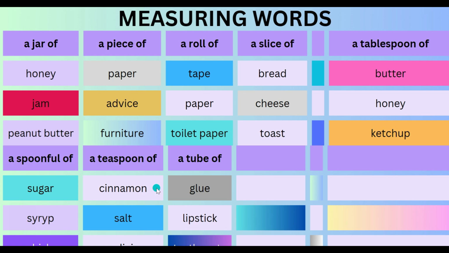A teaspoon of cinnamon, a teaspoon of salt, a teaspoon of medicine. We can also say a tube of glue, a tube of lipstick, a tube of ointment, a tube of toothpaste. Generally these things are kept in tubes. So in this way we can use measuring words and increase our vocabulary.